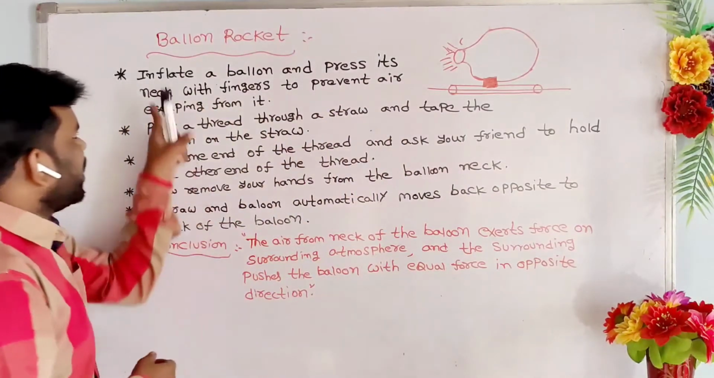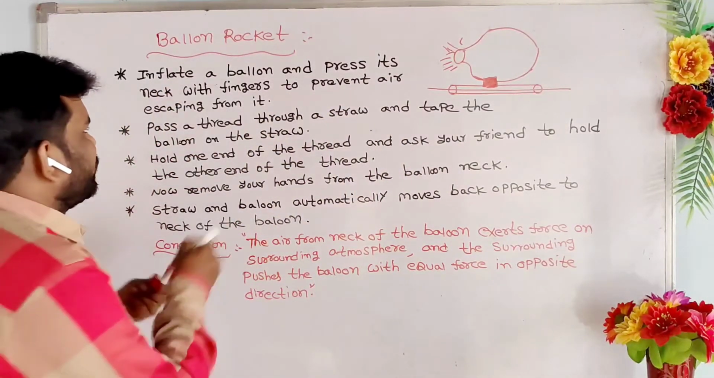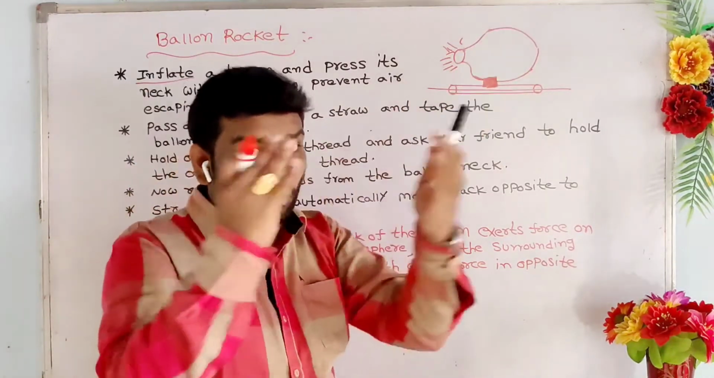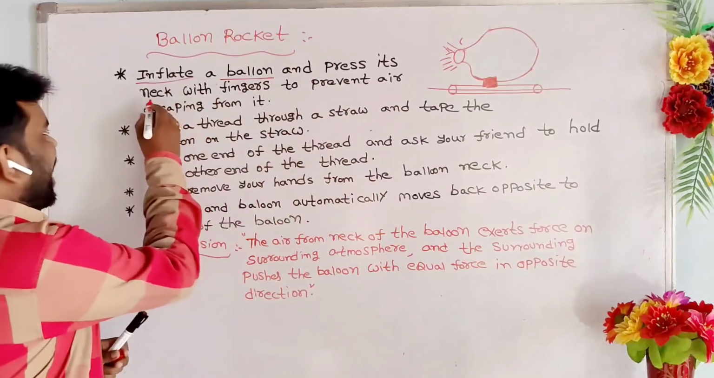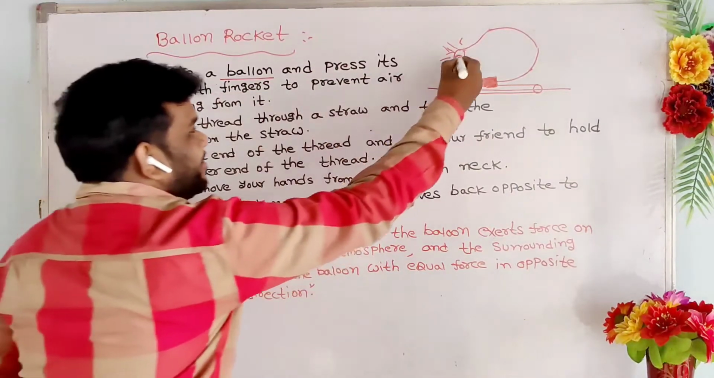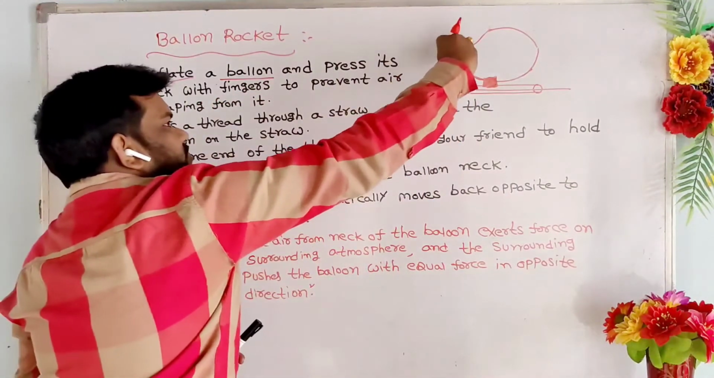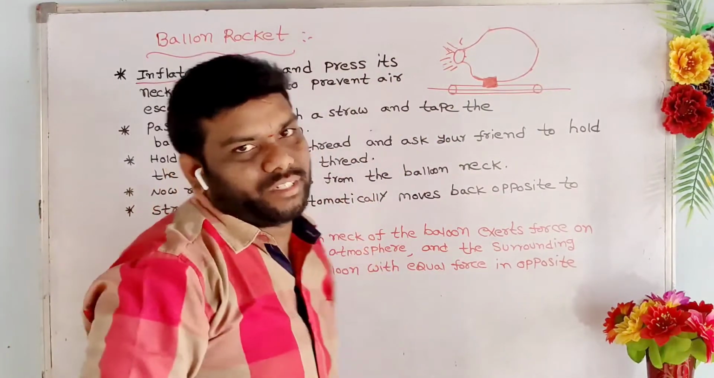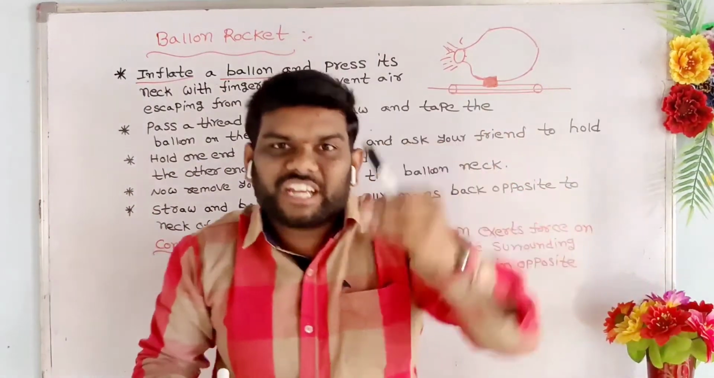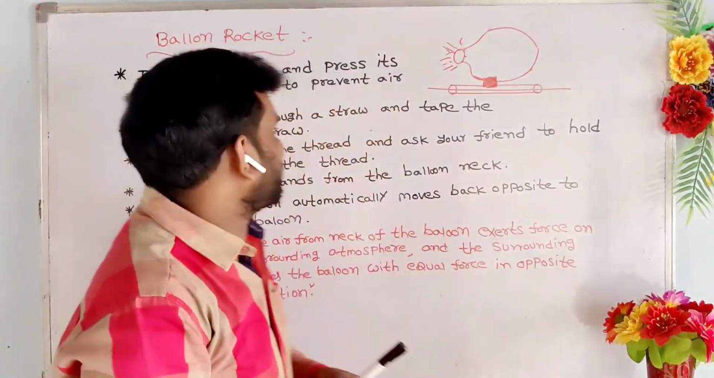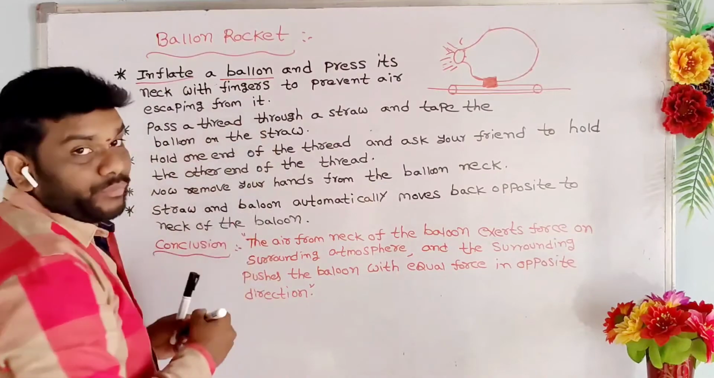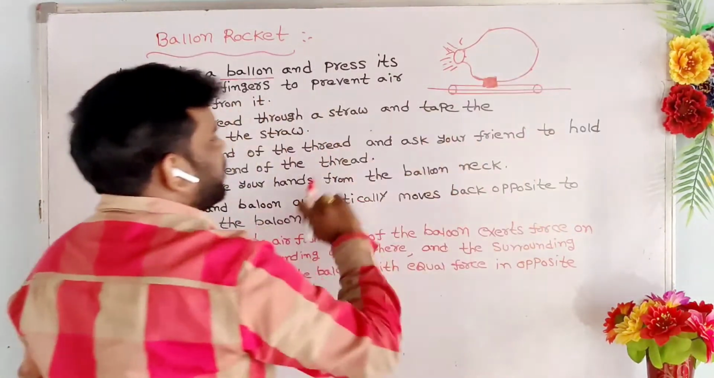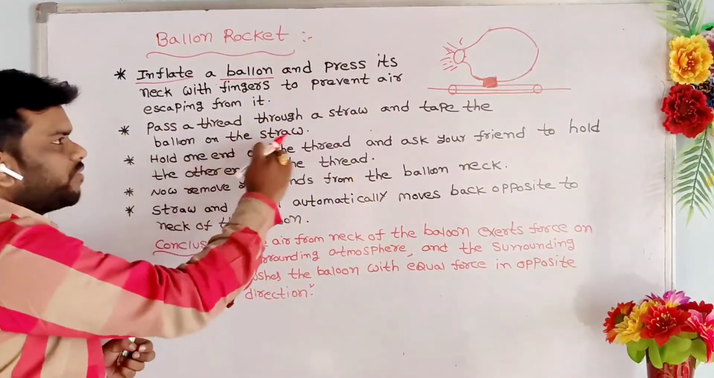Ready, start. Inflate a balloon. Inflate means this one. And press its neck with fingers to prevent air escaping from it. Press with your fingers so the air does not go out. And next, pass a thread through a straw. Take one straw through the thread and tape the balloon on the straw.